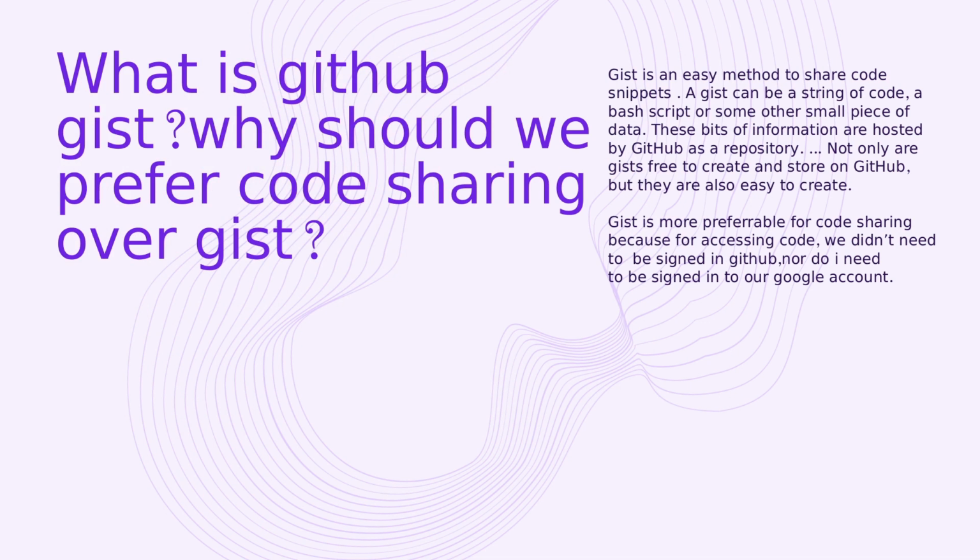What is GitHub Gist? A Gist file is an easy method to share code snippets. A Gist can be a string of code, a bash script, or some other small piece of data. These bits of information are hosted by GitHub as a repository. They are not only free to create and store on GitHub, but also easy to create. We can easily create a markdown file and it will render it.